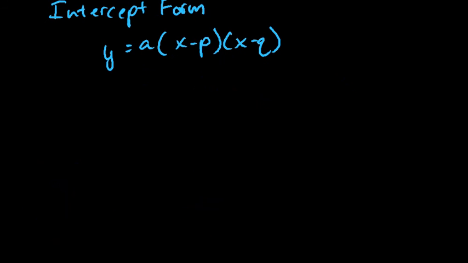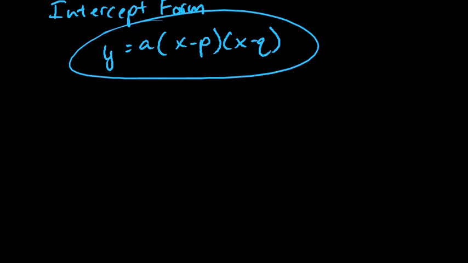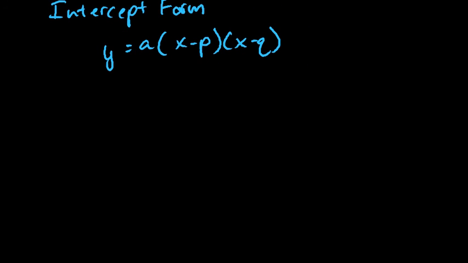Moving on to our last form, graphing using the intercept form. If I have an equation that is written like this, y equals a, and we've already discussed a many times and what it can do, but this is factored, so I'm going to have a couple sets of parentheses and a value for p and q.